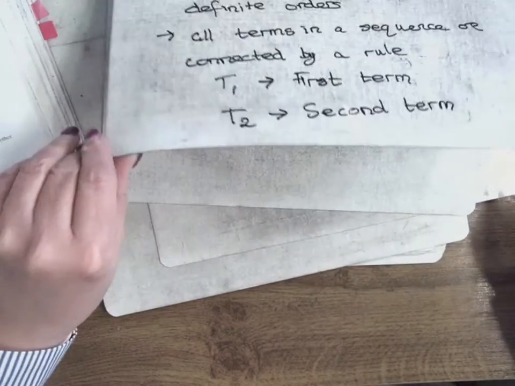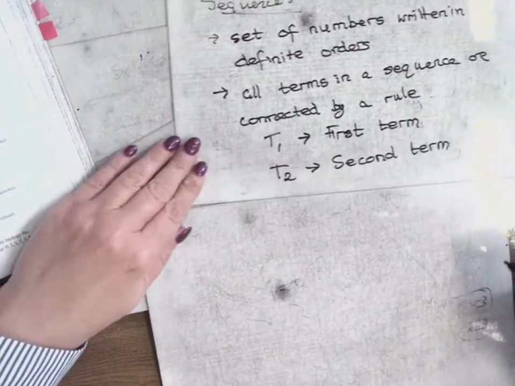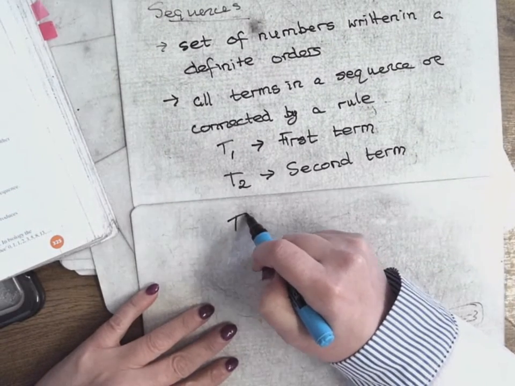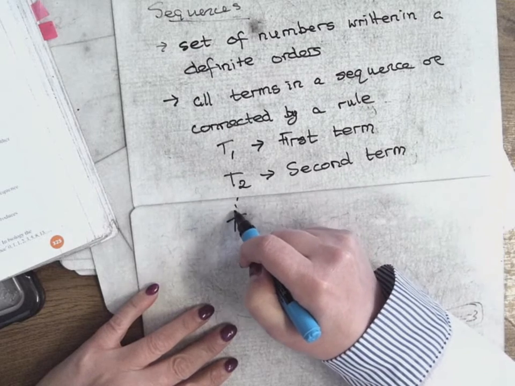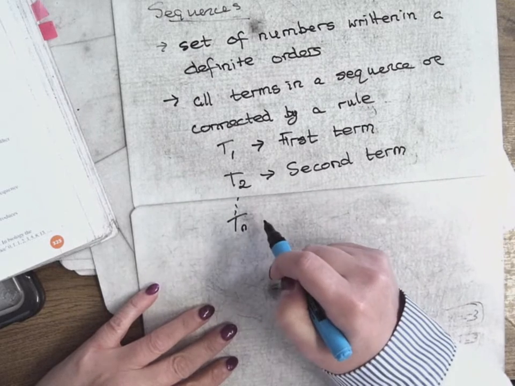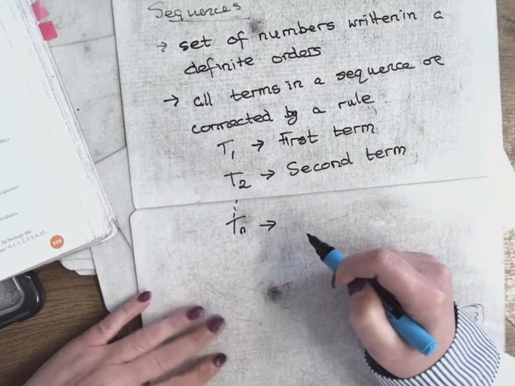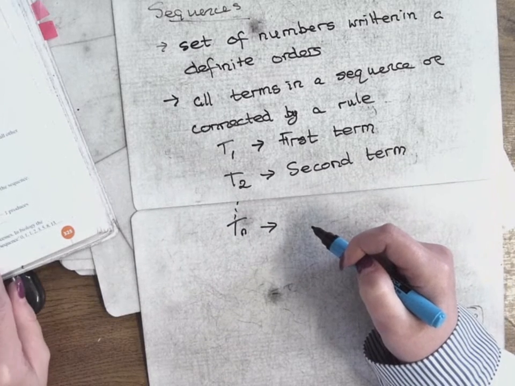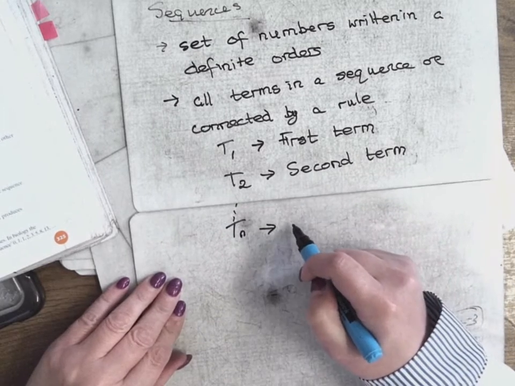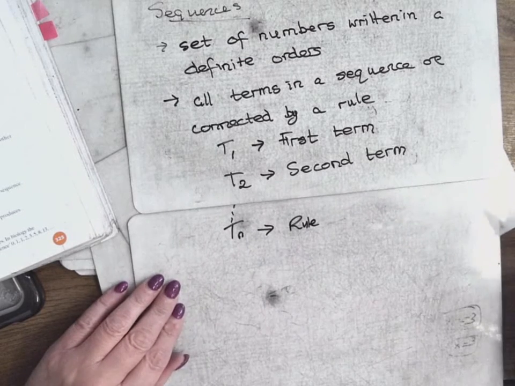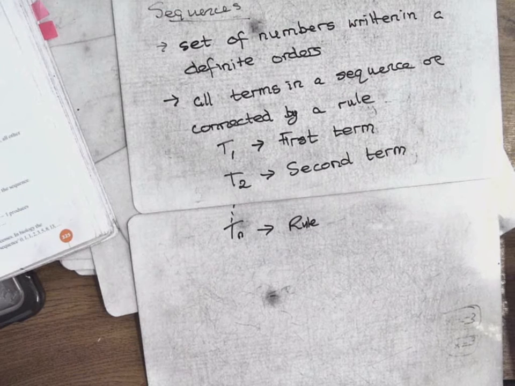And then all the way up to term n, whatever term n is. Term n can be any number you want it to be, and Tn is normally the rule. Is that right? Okay, I'll jump to a few examples.